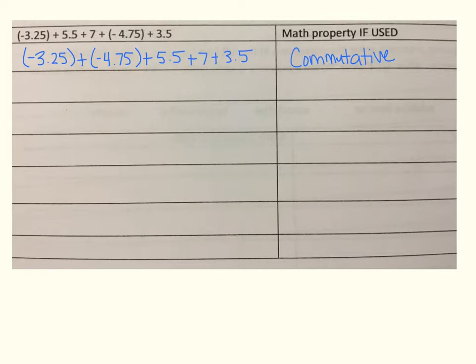Now I'm going to show my grouping effort, okay? That's going to be my associative property. Notice I am not solving yet. I'm organizing everything so that I can solve. Okay, this helps your teacher read your problem a little bit easier. So we have negative 3.25 plus negative 4.75. And then I'm going to group all the positives together.